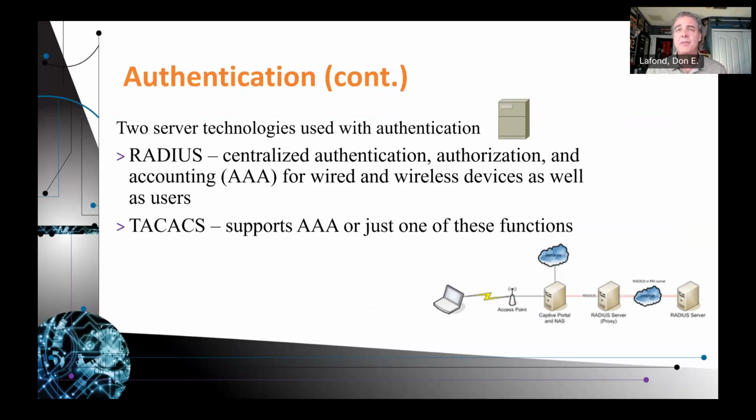Authorization is that password you need to get into the equipment. I'm sorry, that's authentication. Let me repeat. Authentication is that password authenticating you are who you say you are. Authorization is what you are authorized to do once you're in the network, and accounting is what you actually did when you were in the equipment. That's AAA, and you need to know what each of those are, plus what each of the letter A's stand for. TACACS supports AAA or just one of these functions.